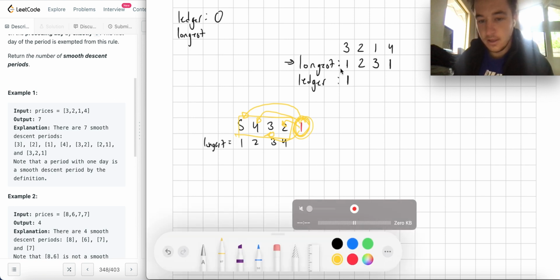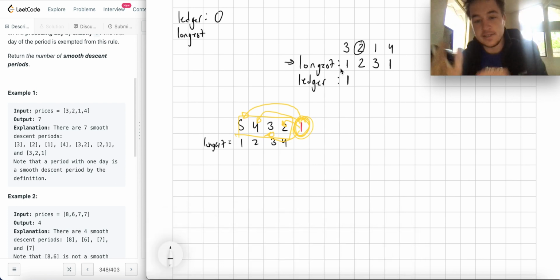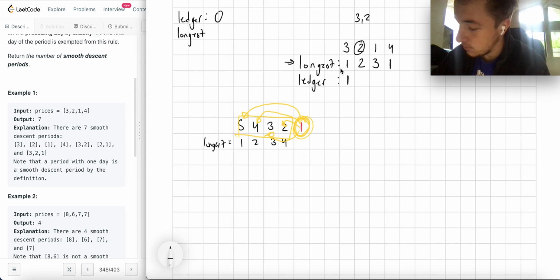So looking at that through the context of this problem, when you look at 2, the longest is 1, so you can attach yourself to 1, or the longest is 1 and it's connected to 3, so you can create 3, 2, but you can also attach yourself alone, so then you can create 2 as well. So up here I'm creating all of the periods that we can create, right?